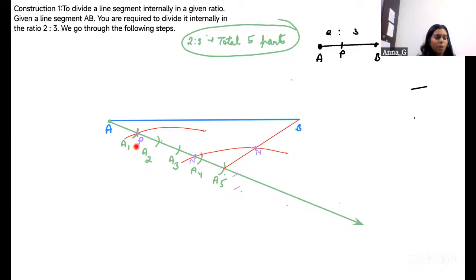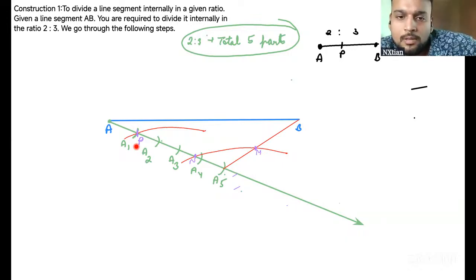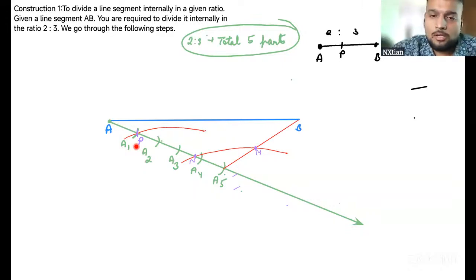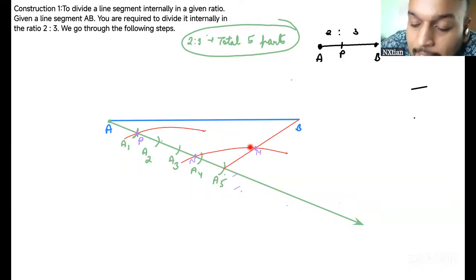So mine didn't cut A1. No, it's okay. It shouldn't be A1. It's a coincidence with me. It's coming on A1. Otherwise, it's okay. It can be at any place, but it should cut this green line. That's important. Now you measure the MN. Now without disturbing the compass, put the compass tip on P and cut this red line.